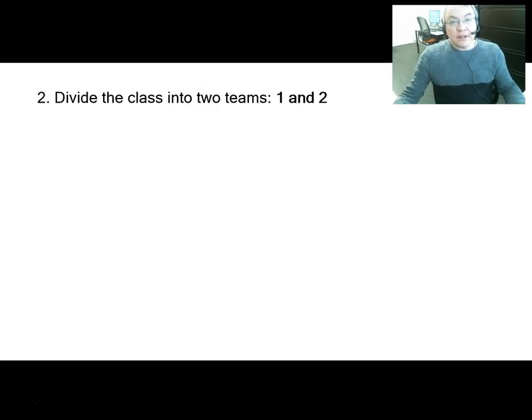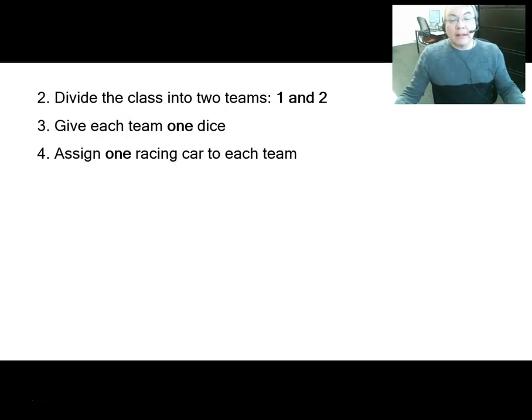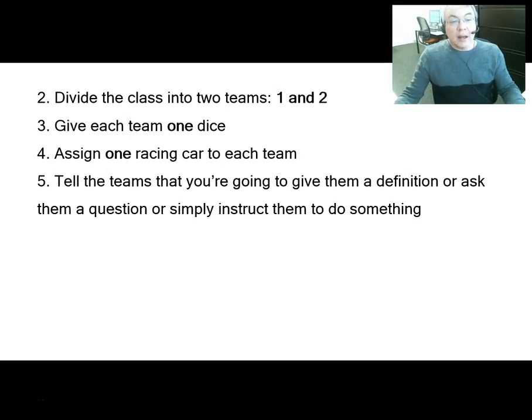So the first thing you need to do in class is to divide the class into 2 teams, team 1 and team 2. You give each team 1 dice, and you assign 1 racing car to each team, so car 1 to team 1 and car 2 to team 2. You then tell the teams that you are going to give them a definition for words, or you're going to ask them a question. It could be a pronunciation question, or a functional question, or a grammar question, and you're also going to instruct them to do something.